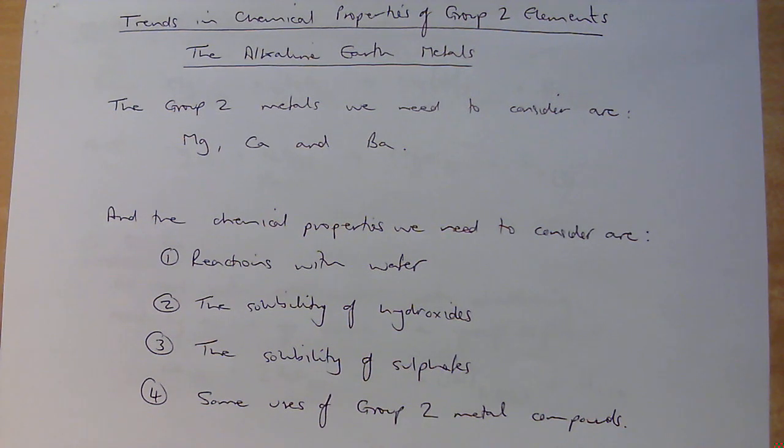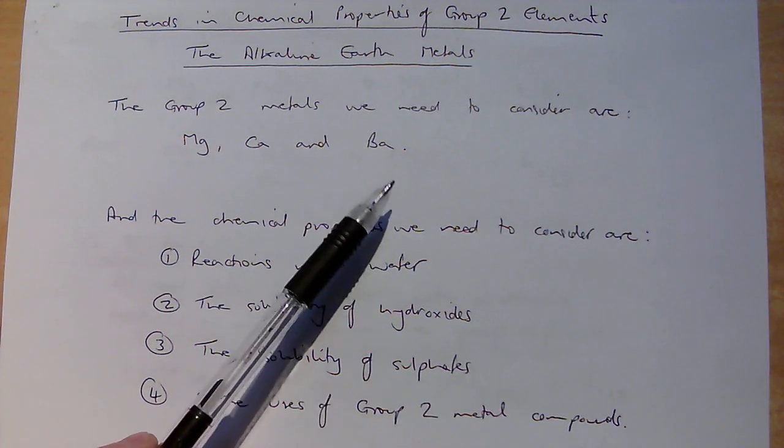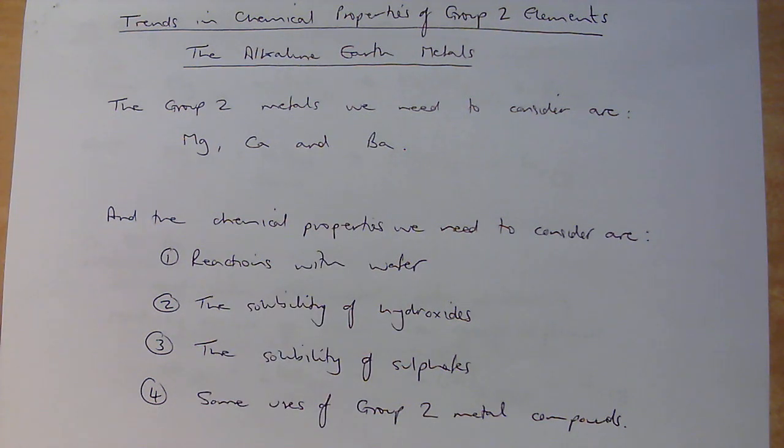Today we're going to have a look at the trends in chemical properties of Group 2 elements, also known as the alkaline earth metals. The Group 2 metals that we need to consider are magnesium, calcium, occasionally strontium, but most definitely barium. The chemical properties we need to consider are their reactions with water, the solubility of the group 2 metal hydroxides, the solubility of the group 2 metal sulfates, and then we're going to have a look at some uses of group 2 metal compounds.